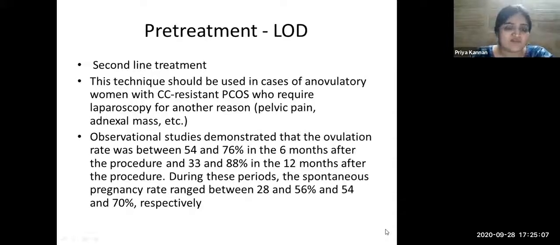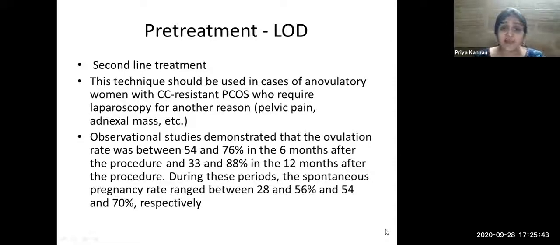The second line of treatment that we always think about for women with PCOS is the laparoscopic ovarian drilling. It is only the second line of treatment. And this technique should be used in cases of anovulatory women with only CC resistant PCOS who probably require laparoscopy for any other reason. So as of now, we don't have a primary indication to go and do a laparoscopic ovarian drilling in women with PCOS who are posted to go for IVF soon.